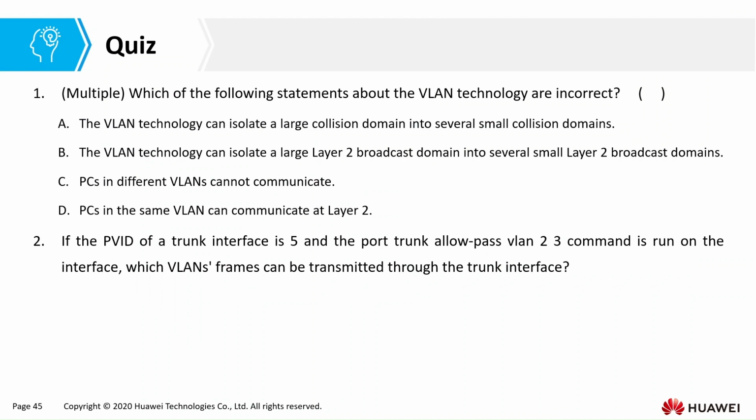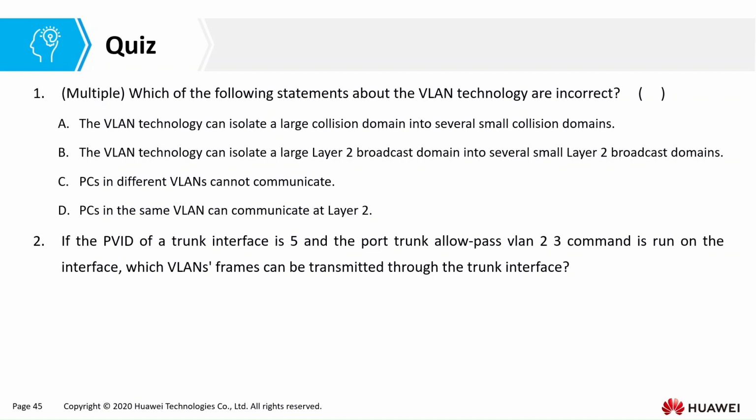Okay, so let's try the quiz before we end this topic. Which of the following statements about VLAN technology are incorrect? The first: VLAN technology can isolate a large collision domain into several collision domains. Remember, the VLAN we focus on is the broadcast domain, not the collision domain. So the first one is incorrect.